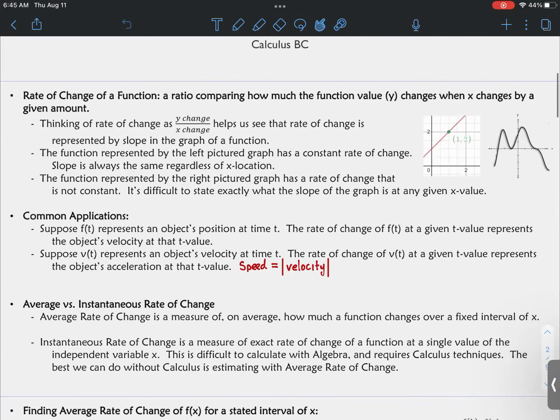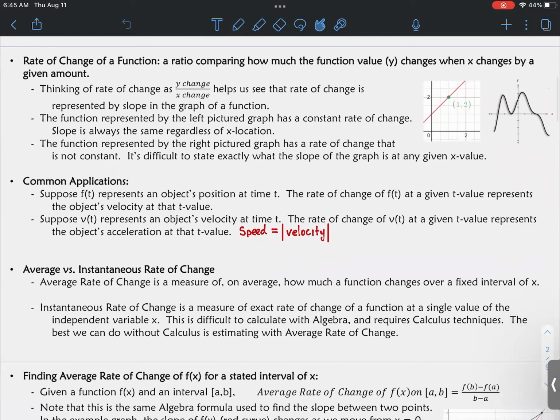What are the most common applications of this? There are lots of applications that we'll come across this year, but among the most common, suppose a function f represents position. The rate of change, or slope in a graph of f, would represent the object's velocity. Suppose you started with a function for velocity. If you were to graph that in turn, its rate of change would represent acceleration.